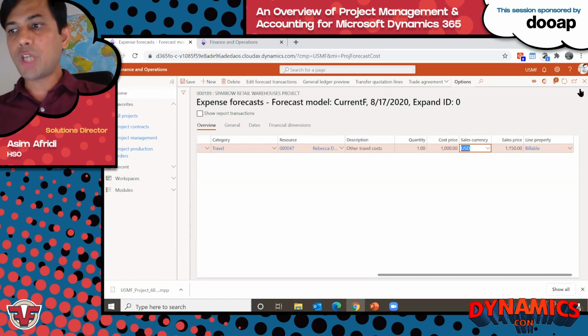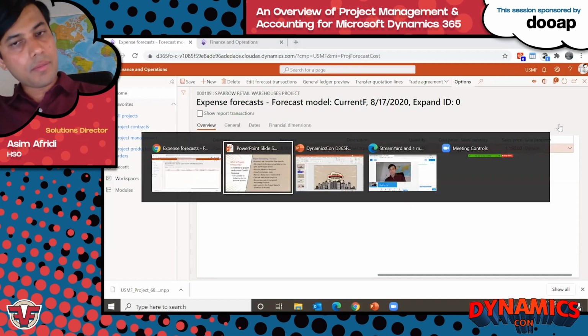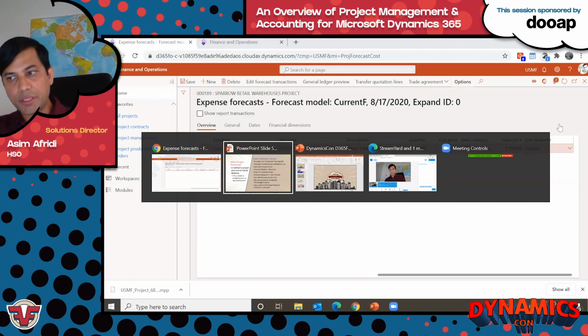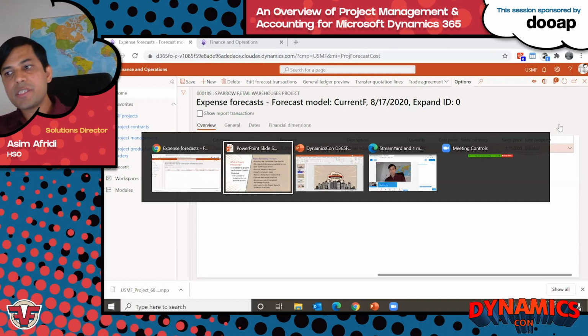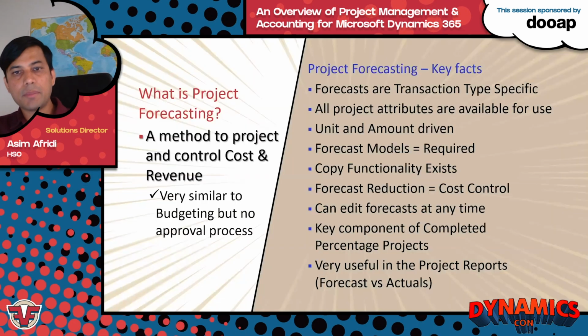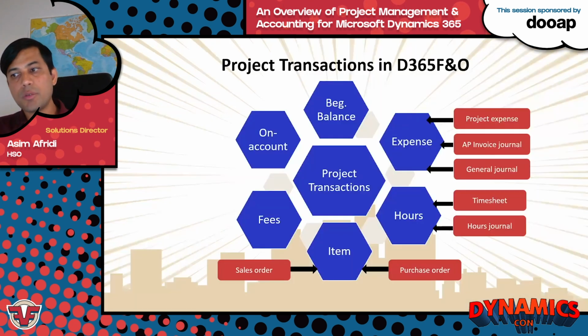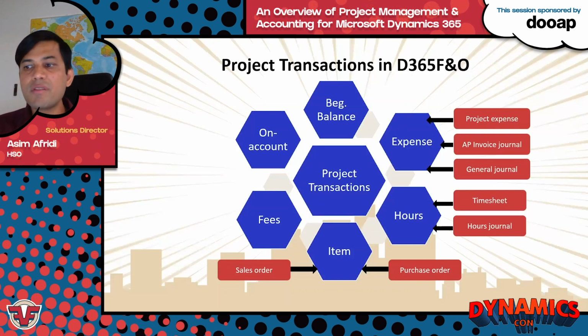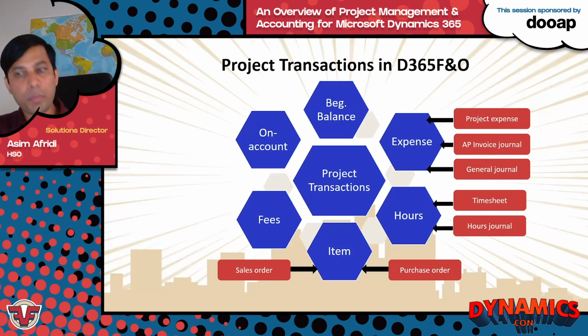So moving on to the next topic. This brings us to the topic of project transactions. In the project transactions, we may have some beginning balances for any projects which may be in progress as you implement those projects in Dynamics 365 F&O, or you migrate to Dynamics 365 F&O. So consider those as the opening balances. Then we have fees, items, hours, and expenses as the main types of project transactions.